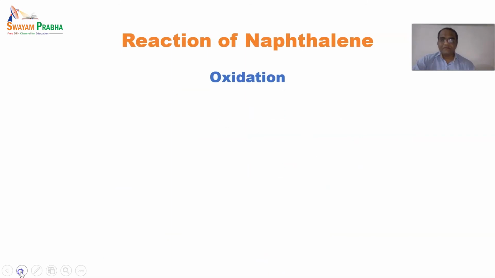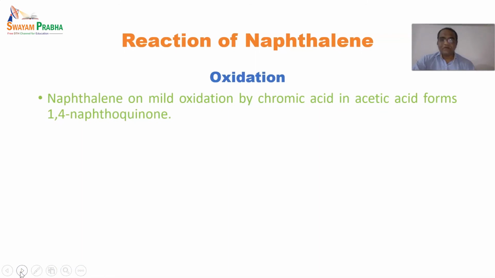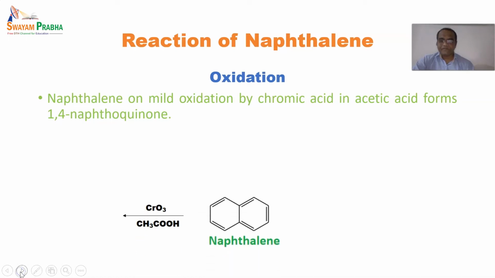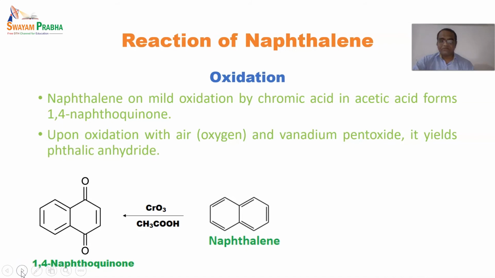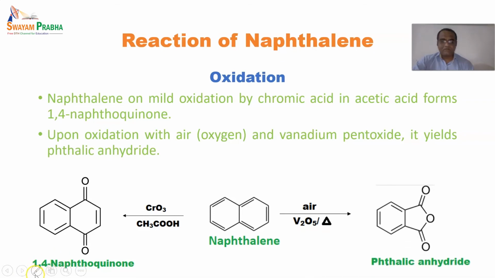After that, reactions of naphthalene: on mild oxidation by chromic acid in acetic acid, it forms 1,4-naphthaquinone. And why is it 1,4-naphthaquinone? Because now it has a carbonyl or ketone at the 1 position and 4th position, so that is why it is called naphthaquinone. And upon oxidation with air and vanadium pentoxide, it yields phthalic anhydride. So by using different conditions, we can get several products of oxidation.